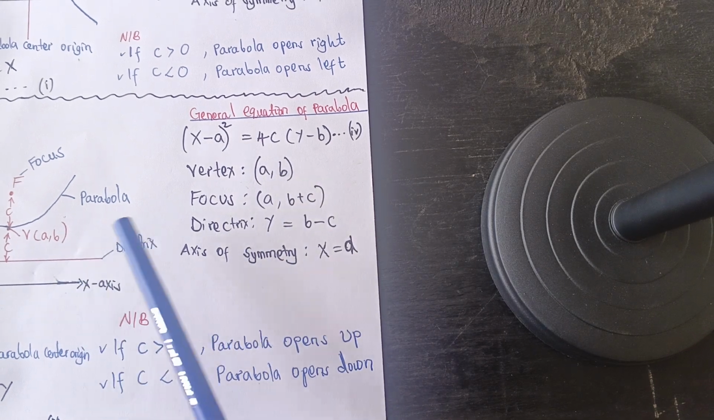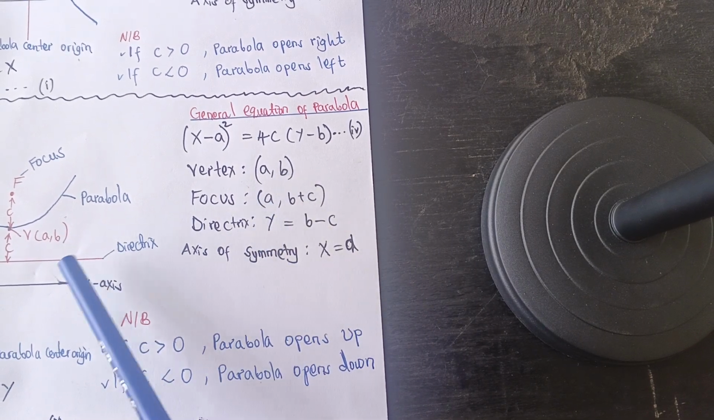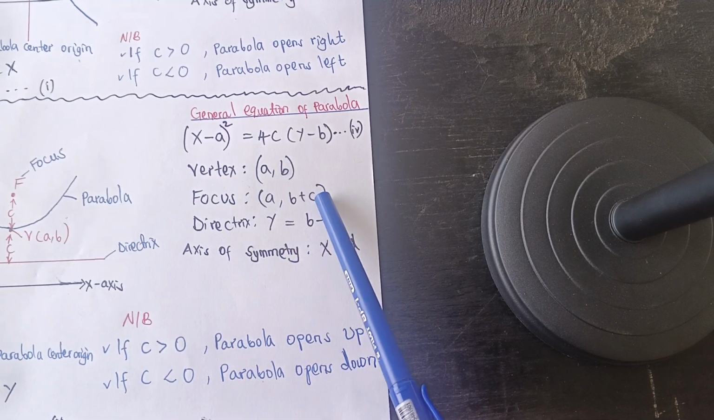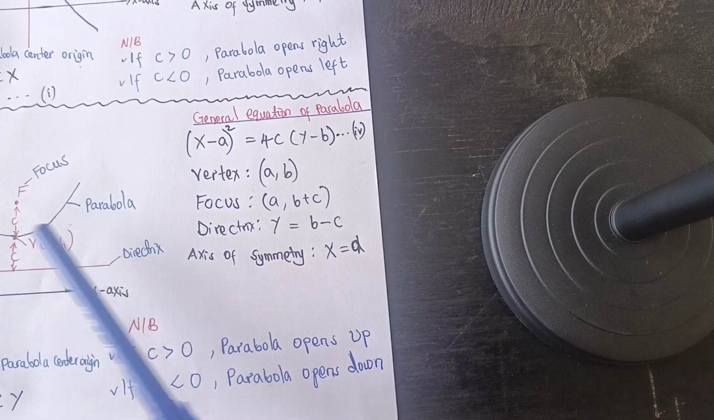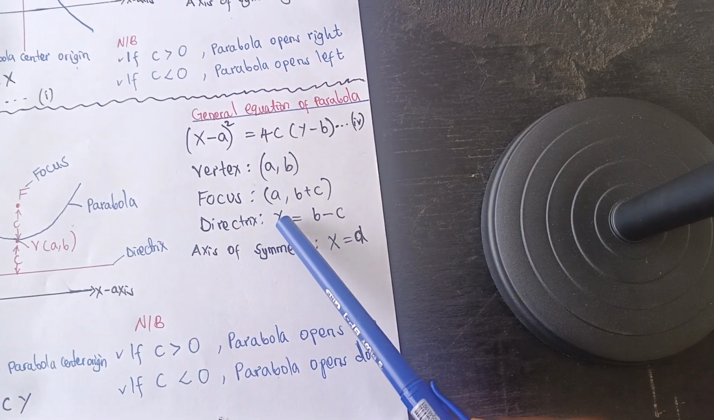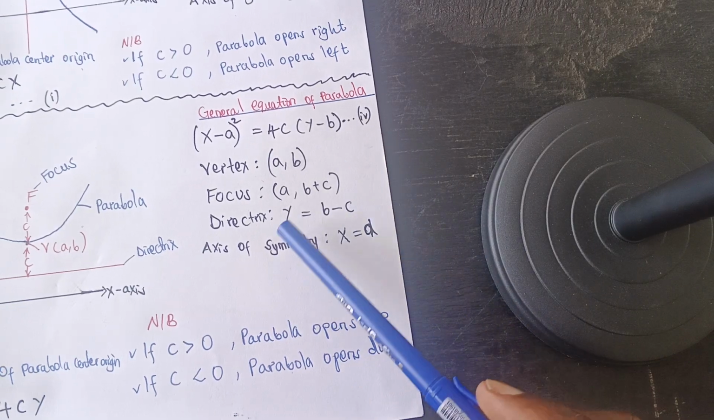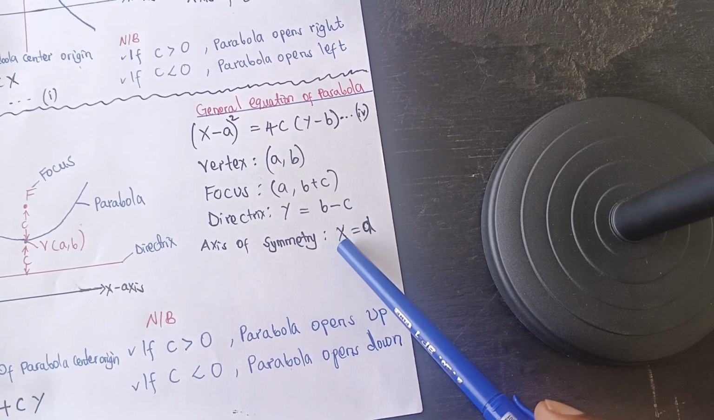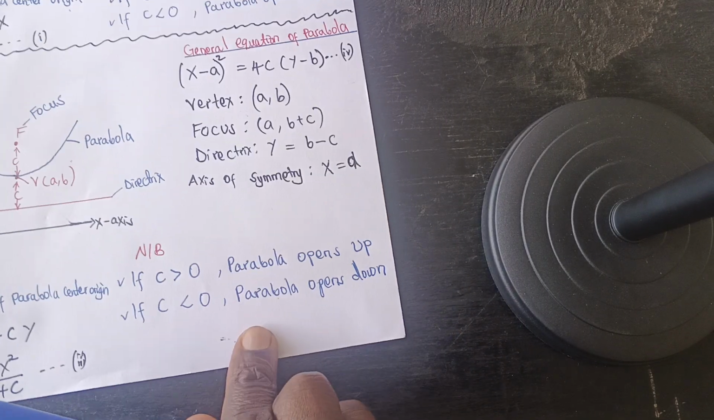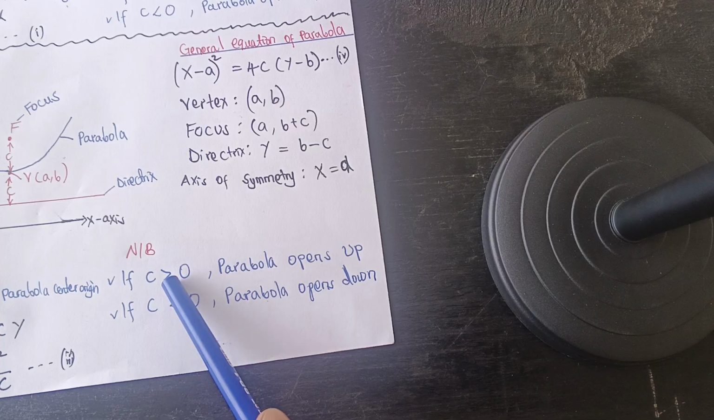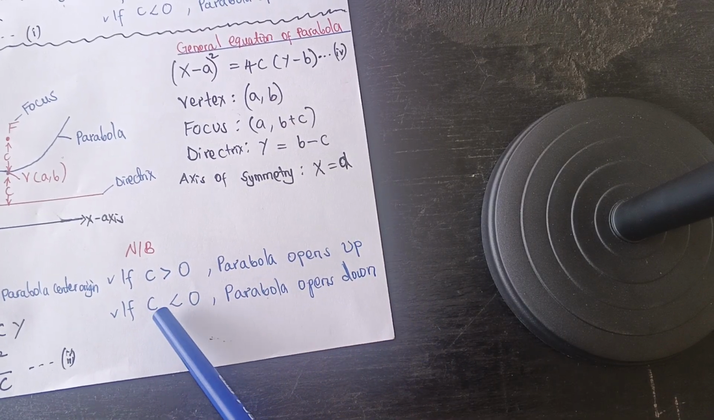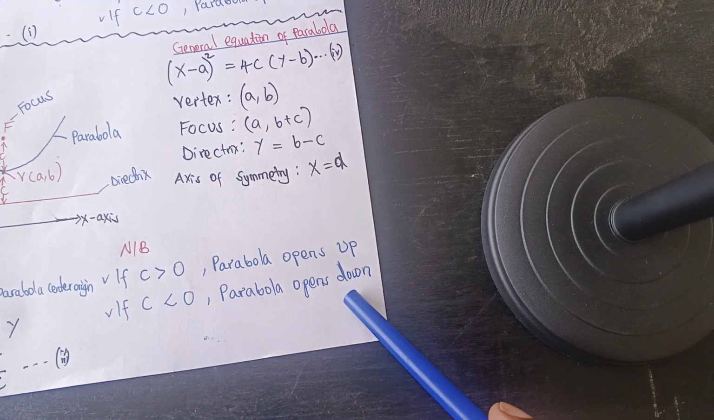The focus point will be a, and here we are adding on the y-axis, so it will be b plus c, the point of the focus. And the directrix will be y is equal to b minus c. And the axis of the symmetry will be x is equal to a. Another thing you should know is that if c is greater than 0, the parabola will open up, and if c is less than 0, the parabola will open downward.